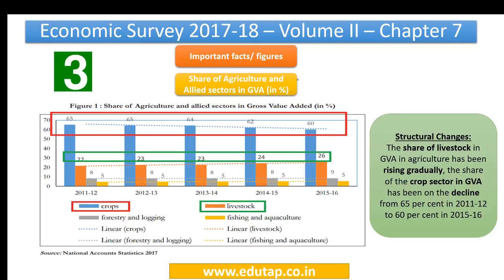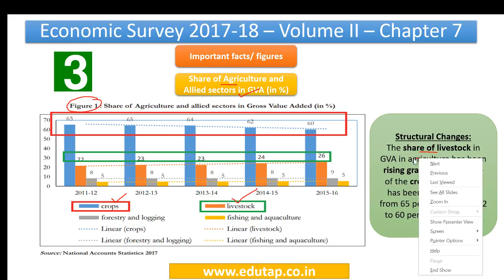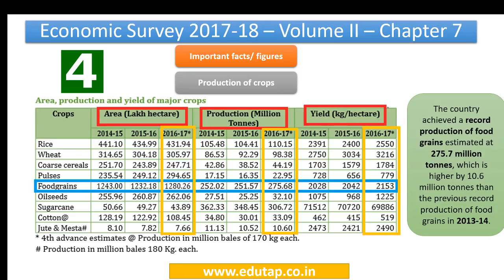Then the third thing that we are going to see is the share of agriculture and allied sectors in GVA. We can see this figure which is mentioned in the Economic Survey. We need to have a look at the share of crops and livestock. So kindly go back and review this table. What it means is that the share of livestock in GVA is increasing, and the share of crops is decreasing. So these things need to be memorized for the examination.